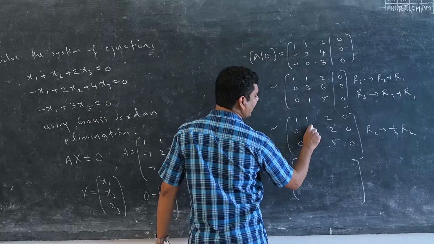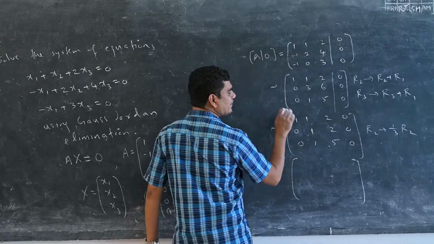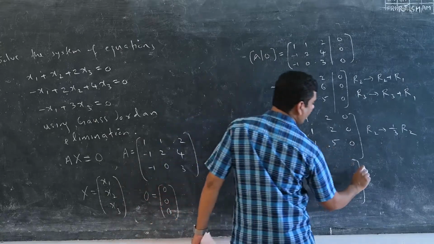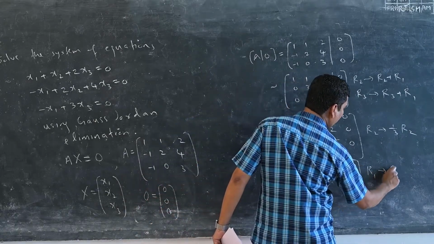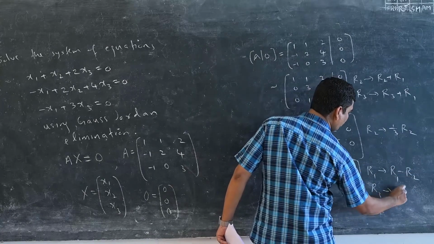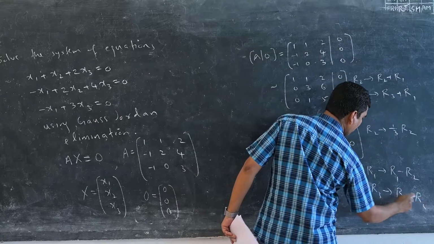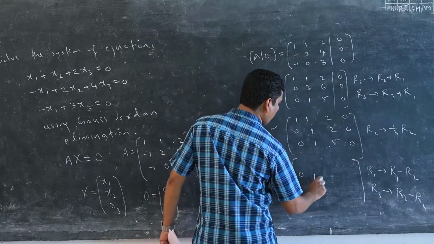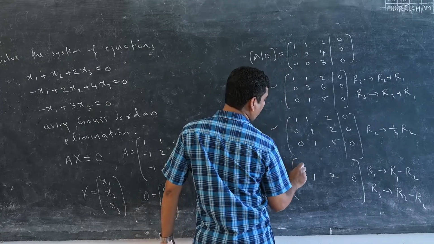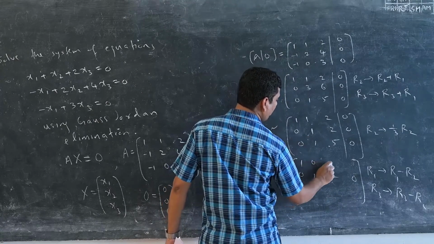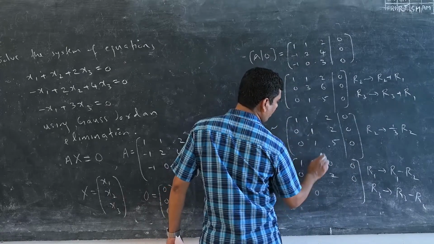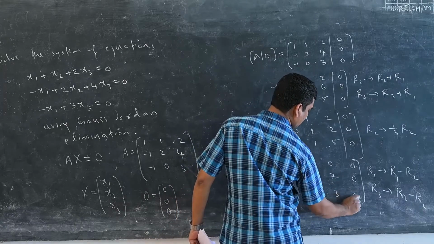Now we made this element 1. So we have to make the other elements in that column zeros. Make this one 0, this one 0. So R1 goes into R1 minus R2. R3 goes into R3 minus R2. R1 minus R2, 1 minus 0, 1 minus 1, 0, 2 minus 2, 0, 0, 0, 1 minus 1, 0, 5 minus 2, 3, 0.